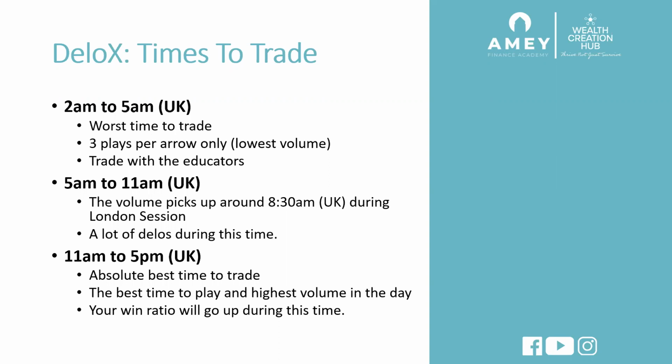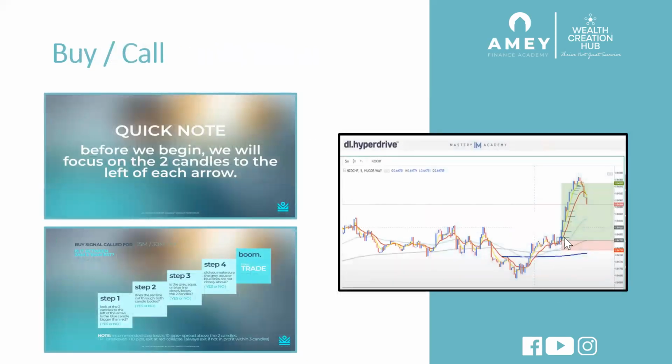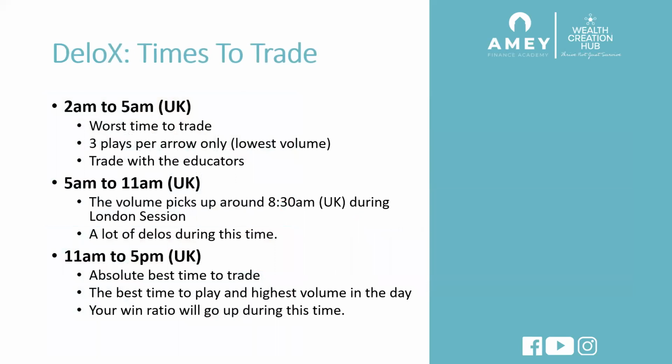I highly recommend that there are educators in the morning that you can trade with. So the likes of Millie Mills or Christian Lopez or even Arlette, they trade in the mornings, early in the morning. So you're not going to get many trades that time. When we talk about 3 plays per arrow, you're not going to get many trades. These lines here are different plays. So trade with the educators and they'll be able to help you.